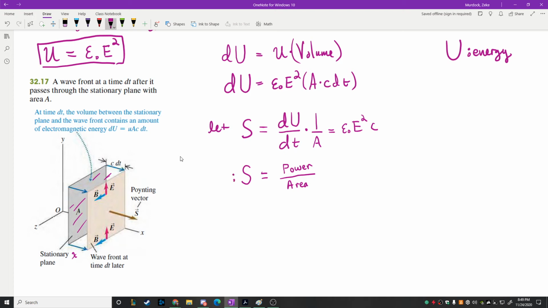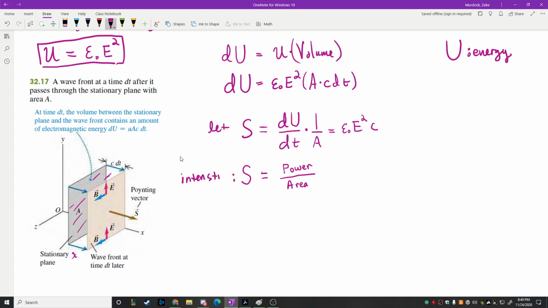But if you take power per area in physics, the units are watts per meter squared. I don't know if that helps you. What is power divided by area in physics? Has anyone seen that anywhere else in physics? Yeah, it's intensity, exactly. This is what we call the intensity.